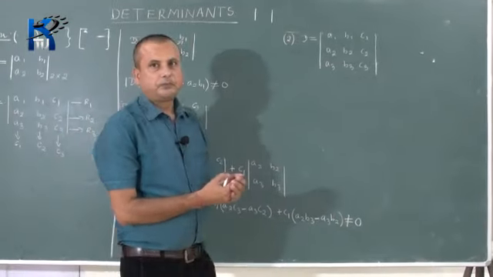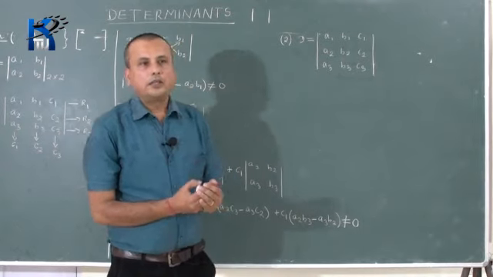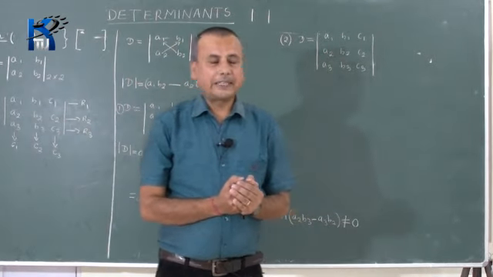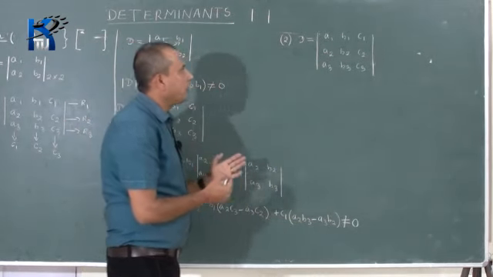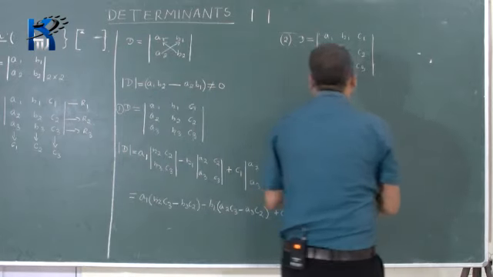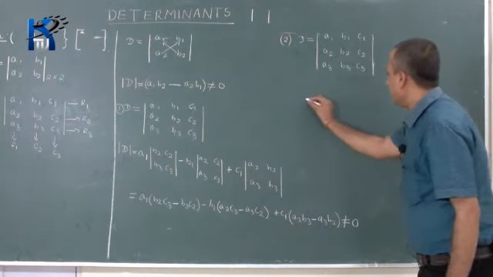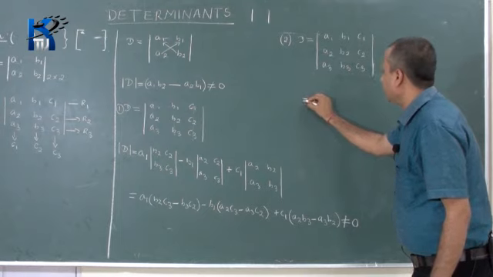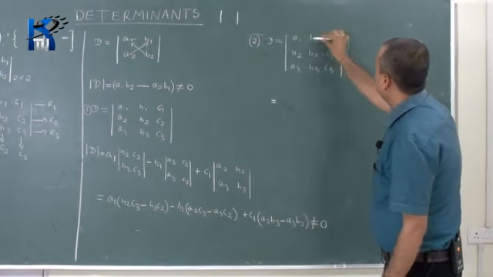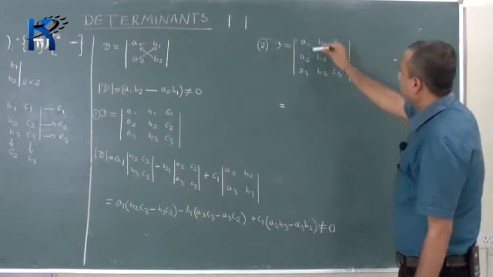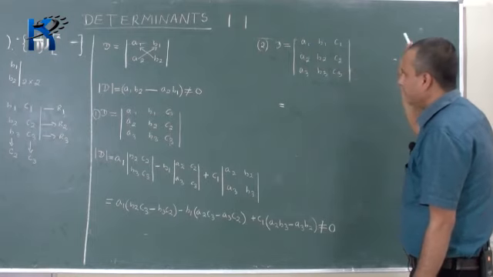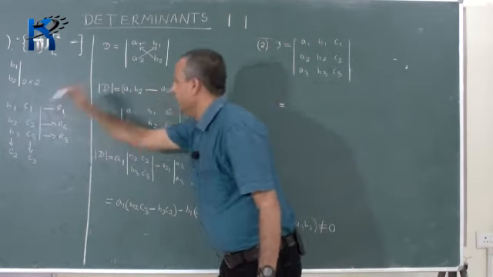Now, according to the second property of a determinant, if you change row into column or column into row, the value of a determinant will remain the same. If I change row into the column or column into the row, the value of a determinant will remain the same. In a determinant, this is row 1, row 2, row 3, and this is column 1, column 2 and column 3. I did these things over here only.